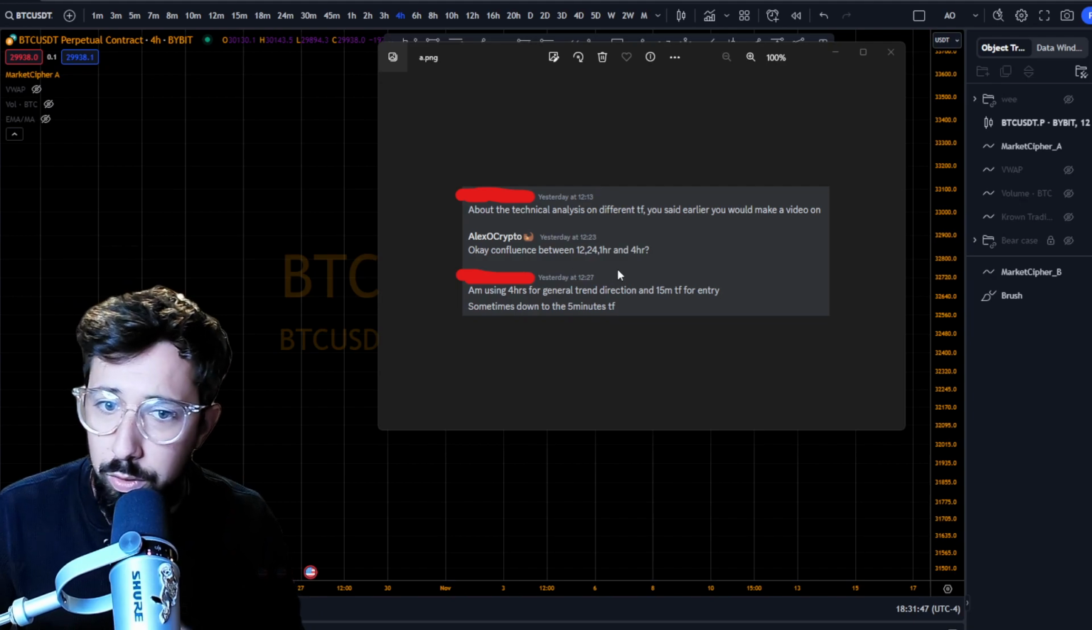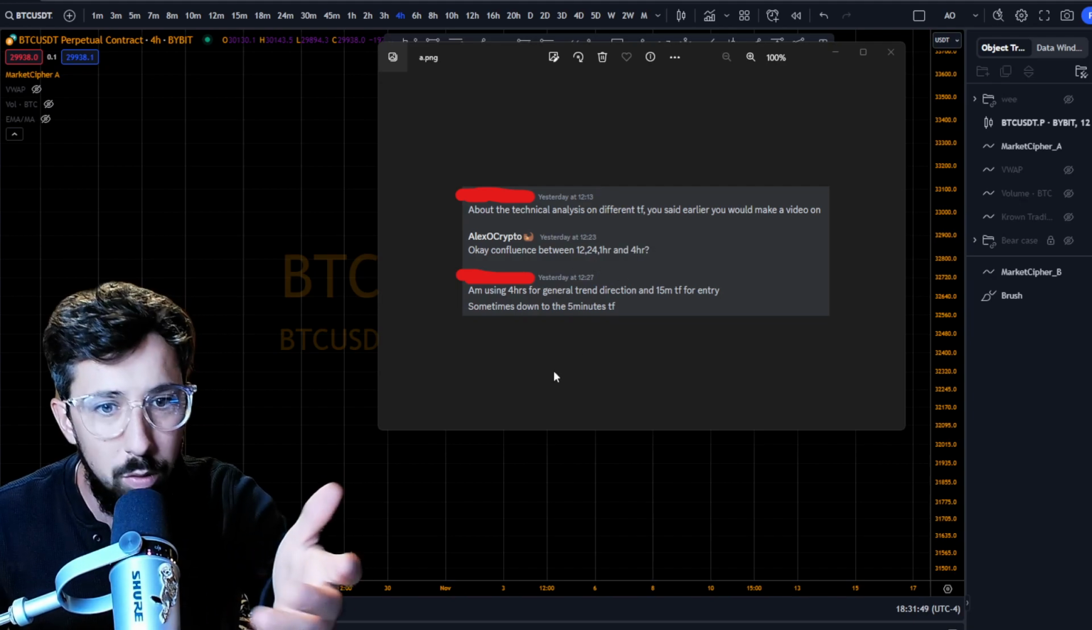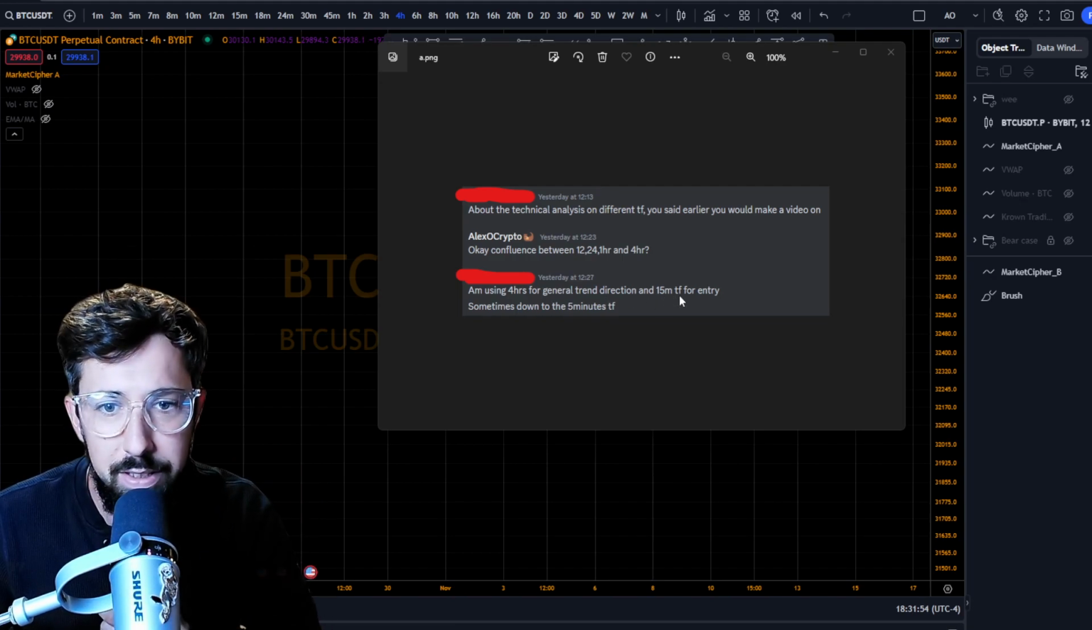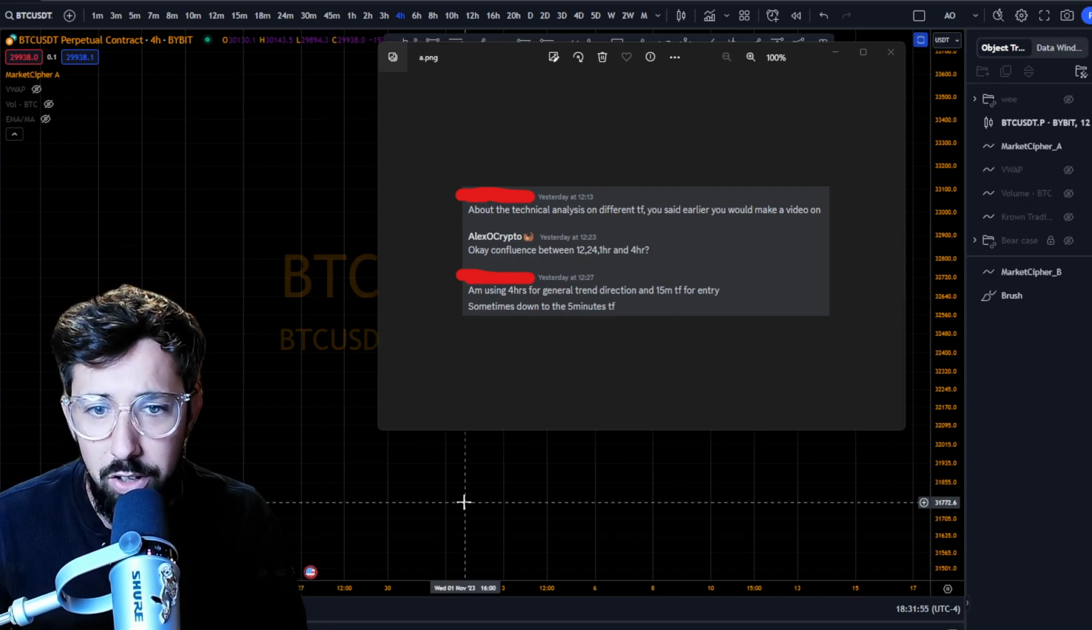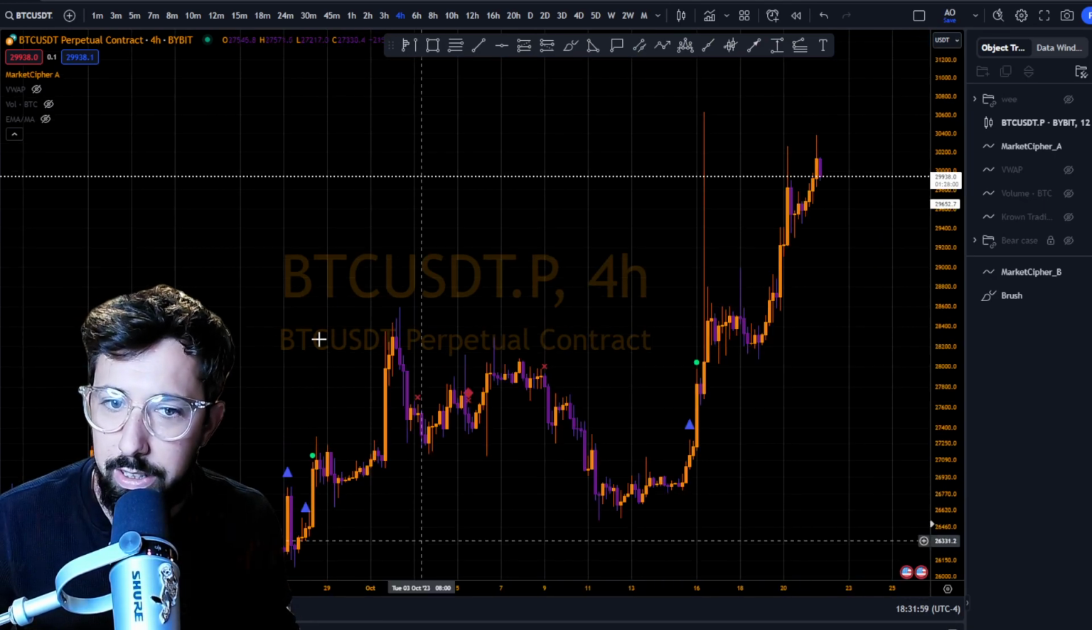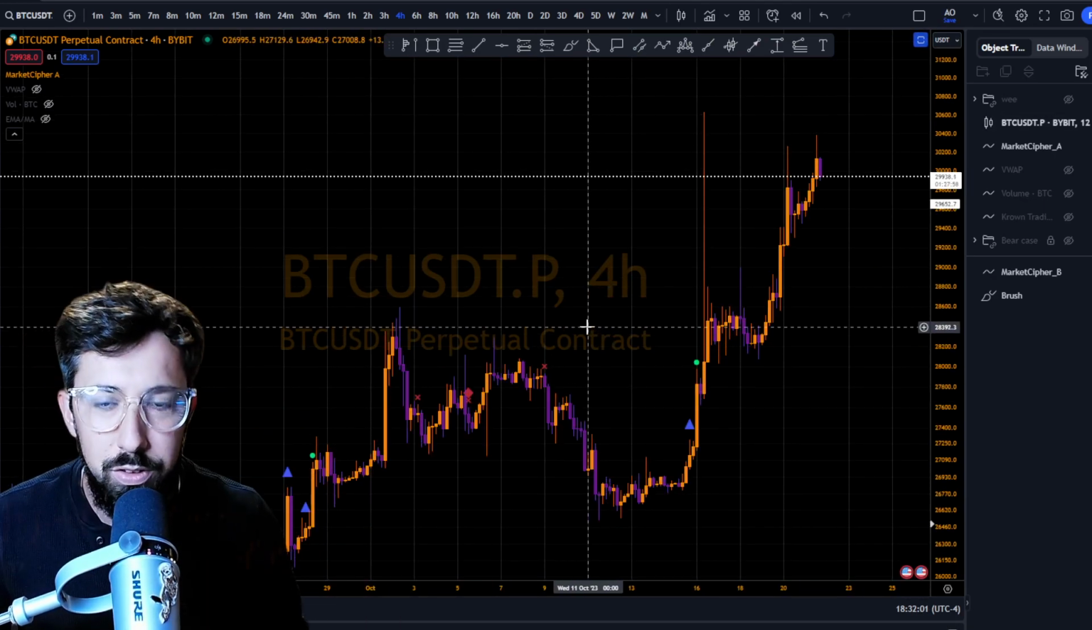So, confluence between the 12 hour, 1 hour, and 4 hour. I'm using the 4 hour for general trend direction and then the 15 minute time frame for entry, sometimes down to the 5 minute time frame. This is really good. I love to have questions like this. Now, building confluence on time frames.